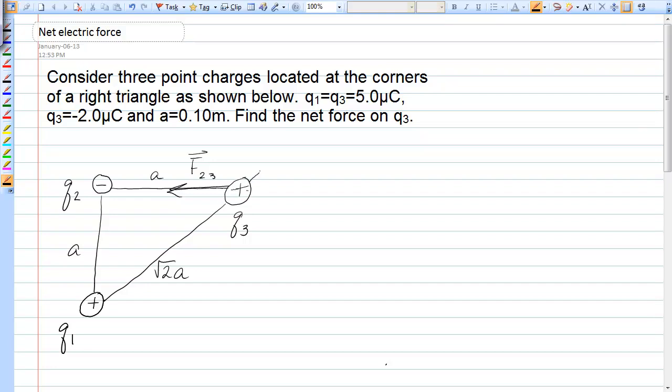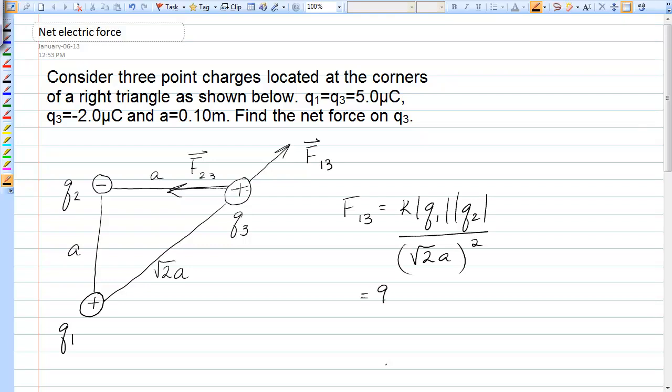The force due to Q1 on Q3, which I'll call F13, points away from Q1 because they are of the same sign. So to find the magnitudes of these forces, we'll use Coulomb's law. I'll do F13 first, which is k times the magnitude of Q1, times the magnitude of Q3, over the distance between them squared.